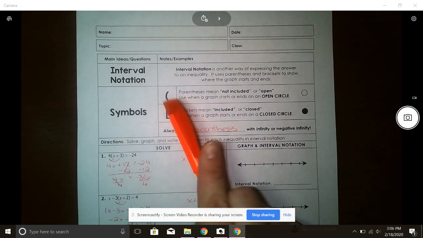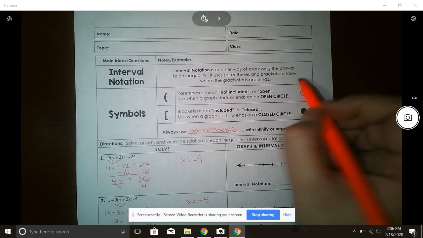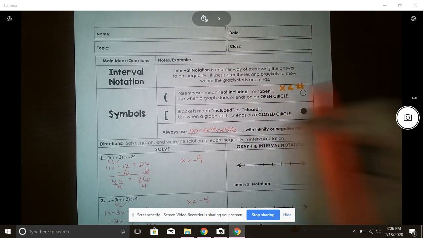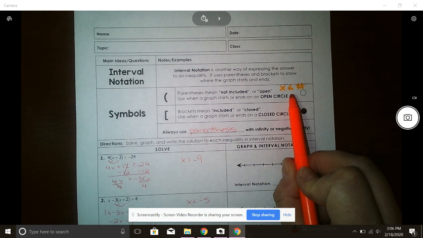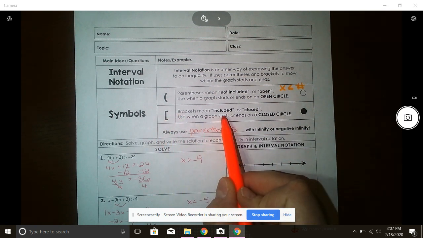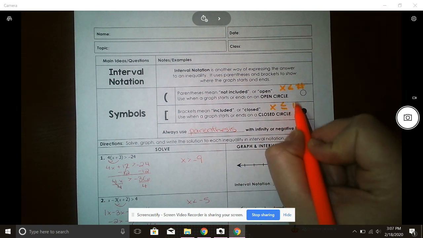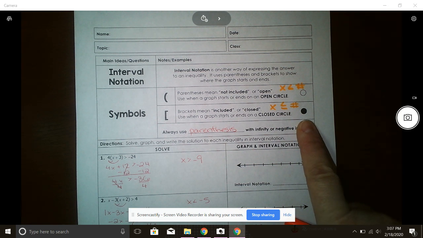The parenthesis is used to not include a number choice. That would be similar to if we have x is less than a value or greater than a value, no equal to, similar to the open dot on the number line. The bracket is used to include a value. So this would be like when x is less than or equal to a value or greater than or equal to a value. And that's similar to the closed dot.